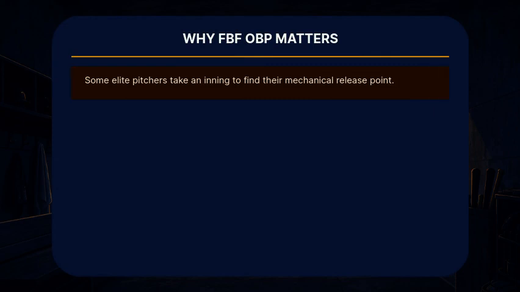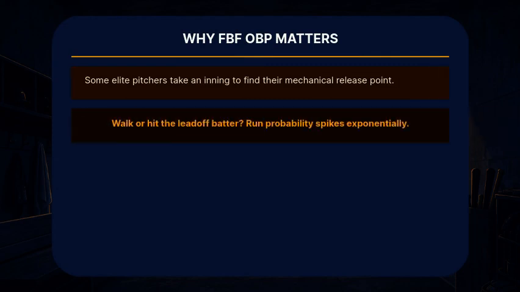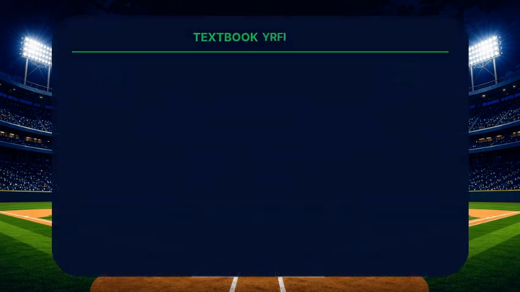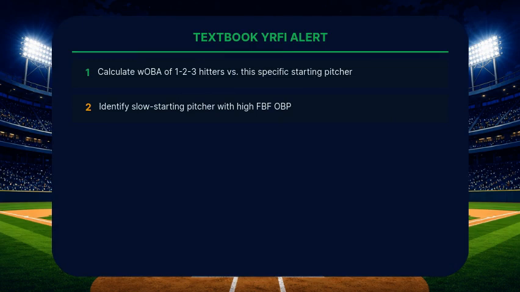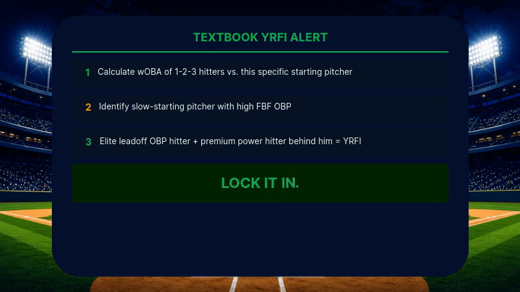Some elite pitchers take an inning to find their mechanical release point. If a pitcher has a history of walking or hitting the leadoff batter, the probability of a run scoring spikes exponentially. Why? Because the top of the order is guaranteed to hit in the first inning. Calculate the combined wOBA, weighted on-base average, of the 1, 2, and 3 hitters against that specific starting pitcher. If you have an elite on-base leadoff guy followed by a premium power hitter facing a slow starting pitcher, that is a textbook YRFI alert.